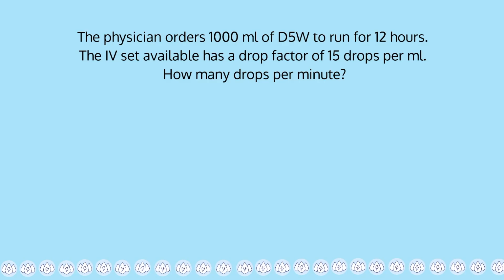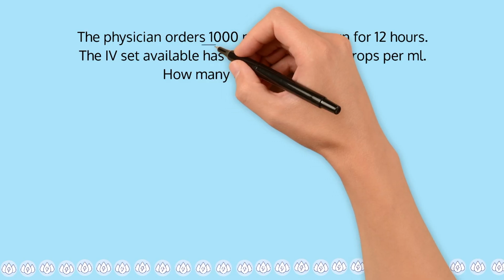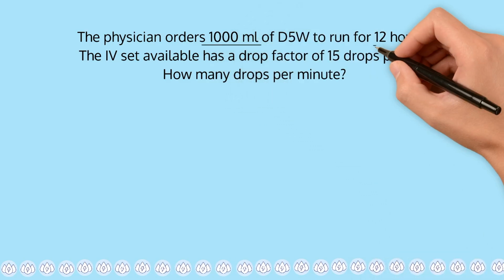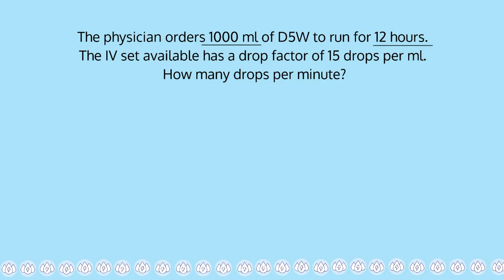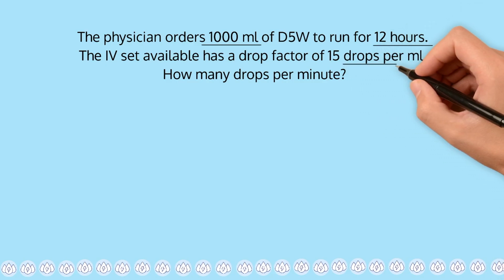The IV set available has a drop factor rate of 15 drops per ml. How many drops per minute? So again, we need to underline the key points. 1,000 mLs, 12 hours, our drop factor rate of 15 drops per ml, and what we're looking for, which is drops per minute. So let's set up our equation.